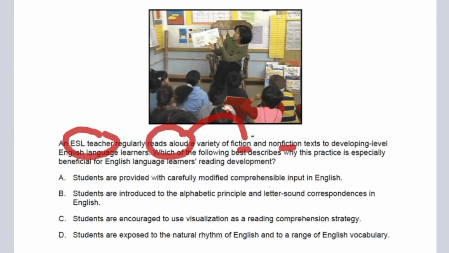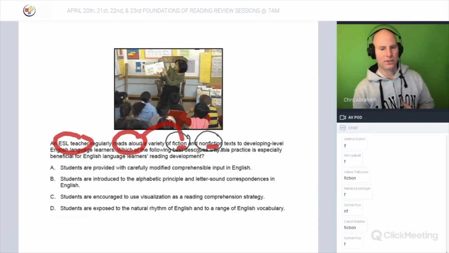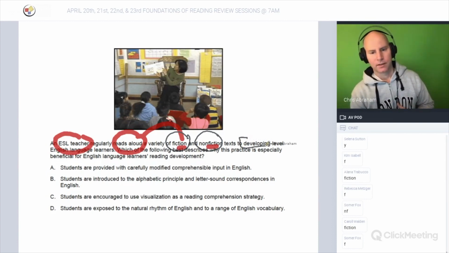Narrative text, narrative meaning story elements. Most likely could be fiction, right? Nonfiction, that would be more of an expository text, right? Just saying. What's developing mean?